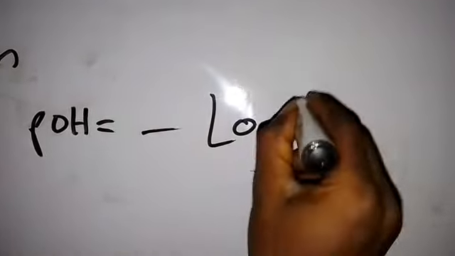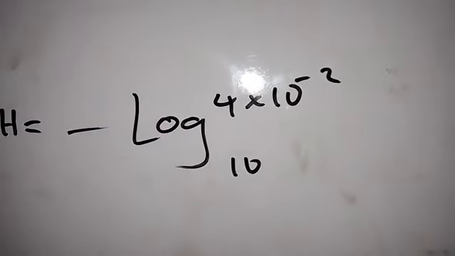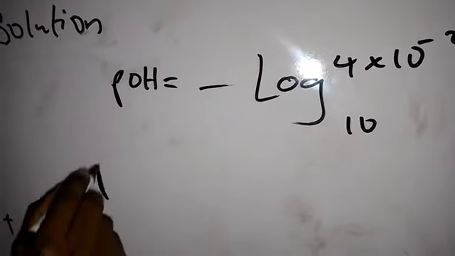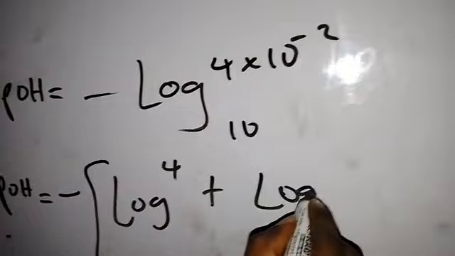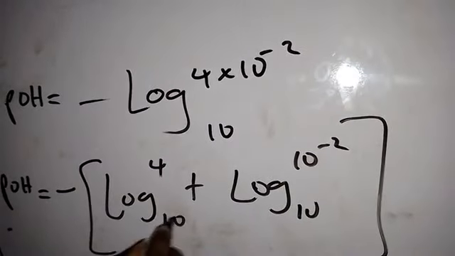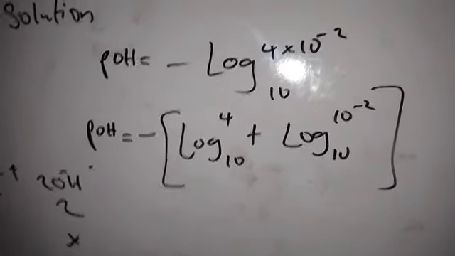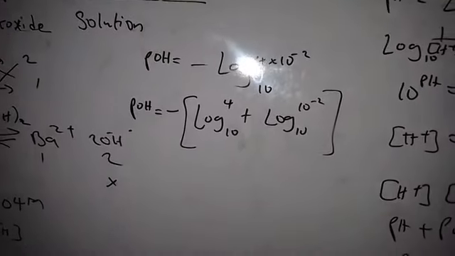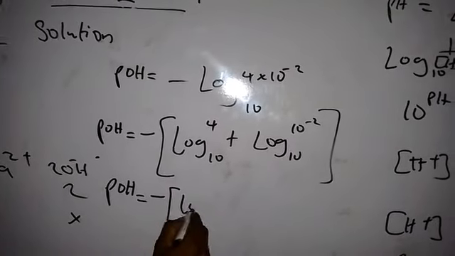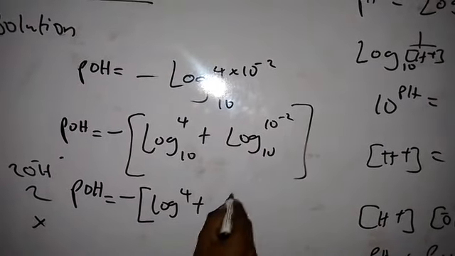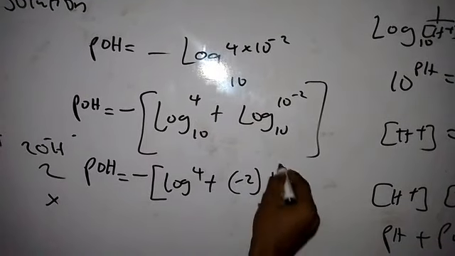And if we continue from there, we will discover that our pOH is equal to minus log of 4 times 10 to the power minus 2, to base 10. After that, we can separate what we have: pOH is equal to minus, into bracket, log 4 plus log 10 to the power minus 2, to base 10. So pOH is equal to minus, log 4 plus, bringing down the power minus 2, log 10 base 10, which gives you 1. Then we close our bracket.